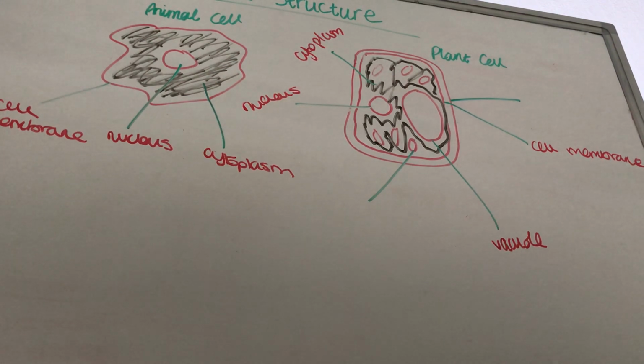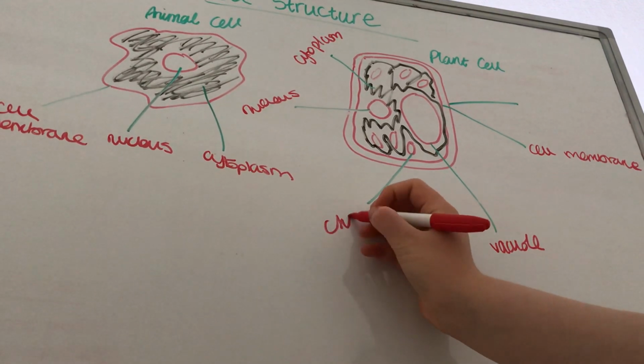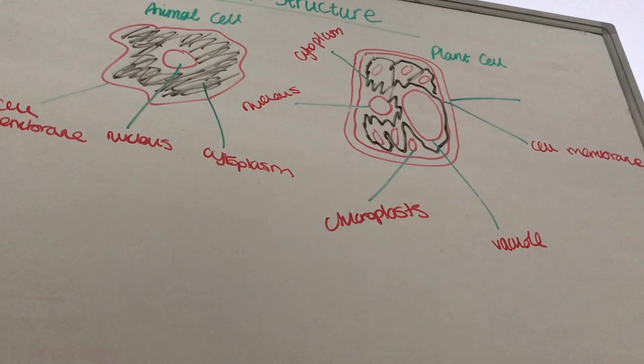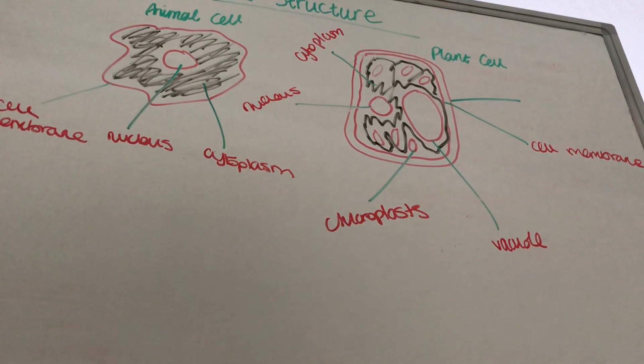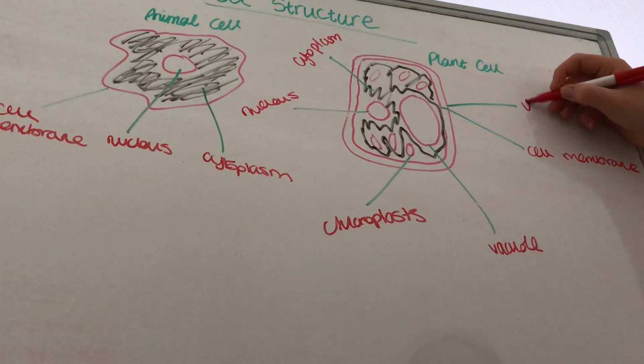So then what we've got is we have chloroplasts. So these are these sections here, these little circles there. And chloroplasts are the site of photosynthesis. So what is photosynthesis? I can't say this, I'm very sorry. Photosynthesis is when plants use carbon dioxide and sunlight to make their own food and to grow, so their chloroplasts are required for photosynthesis to take place. And finally, we have the cell wall.